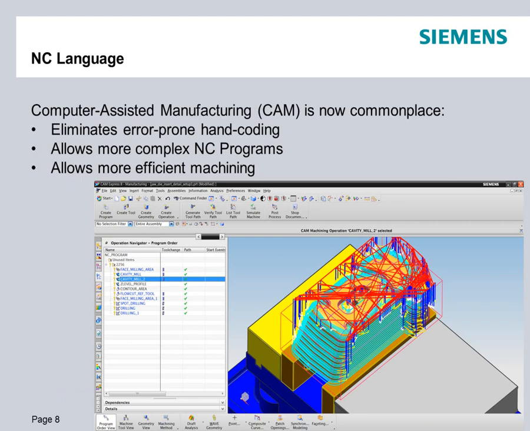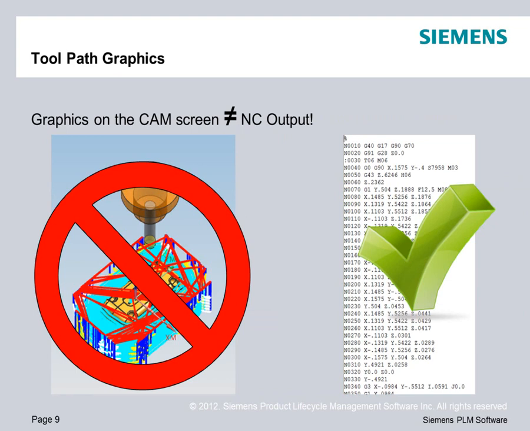Computer-assisted manufacturing came along in the 1970s and 1980s, and it is now very commonplace. The advantage to computer-assisted manufacturing is it makes it much faster to make an NC program. It eliminates a lot of the errors that we had, typing errors and things like that, with hand coding. It allows for far more complex NC programs in a much shorter time frame than what we could ever do with hand coding. However, you must understand that the graphics that you see on the CAM screen is not the NC output. The NC output is the NC language or the G-code language.